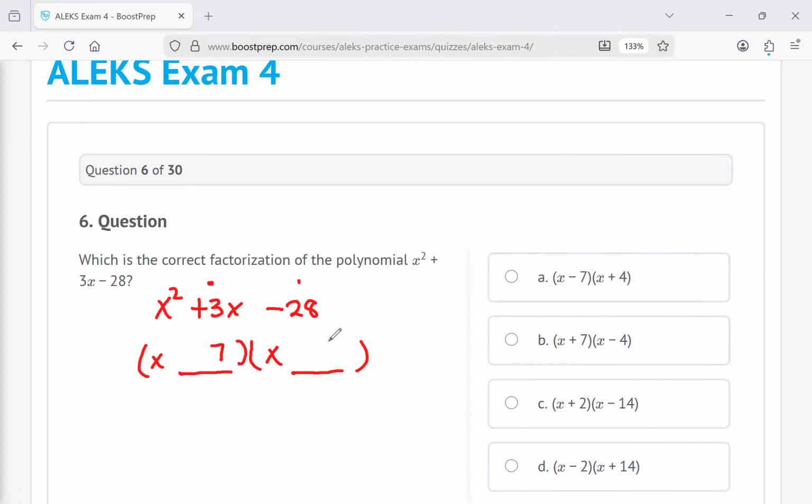That would be 7 and 4, right? 7 and 4. And then I believe I'm going to use -4. So check. 7 times -4 is -28. 7 plus -4 is 3.